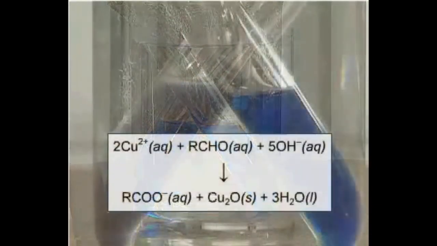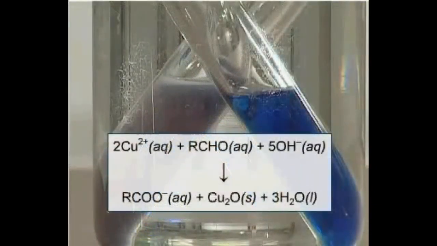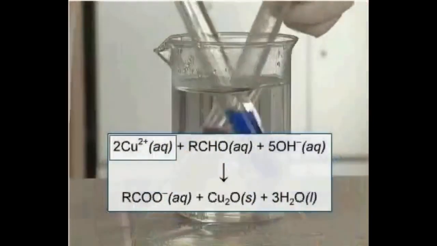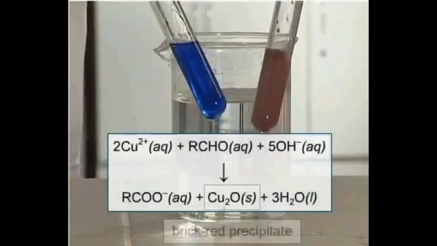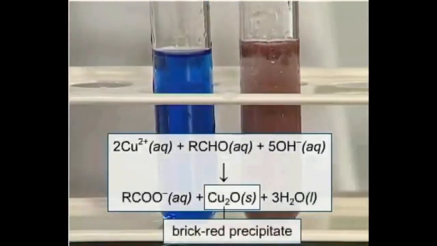Aldehydes are also oxidized in the so-called Fehling's test. The oxidizing agent used here is the copper-2 ion in alkaline solution. The reaction produces a brick red precipitate of copper-1 oxide.